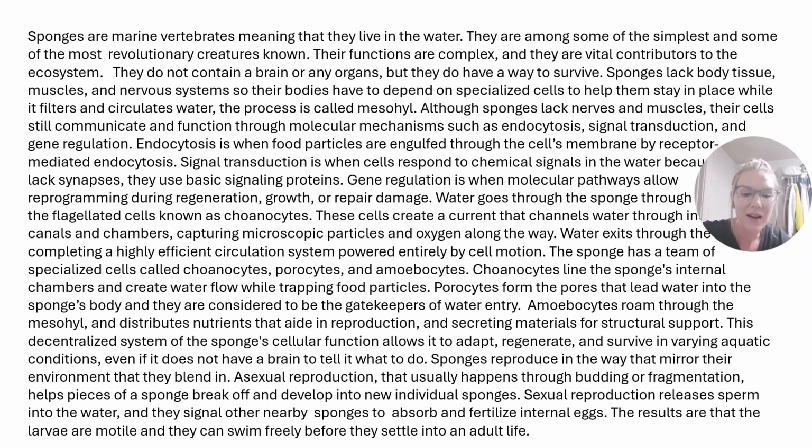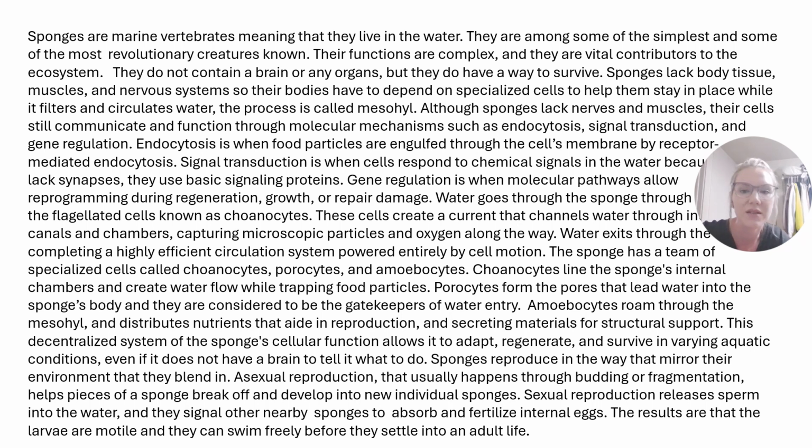They do not contain a brain or any organs like other animals do, but they do have a way to survive. So the sponges lack the body tissues, muscles, and nervous systems, so their bodies depend on specialized cells that will help them stay in place while they filter and circulate the water. The process is called mesophyll. Although sponges lack the nerves and muscles, their cells still communicate and function through molecular mechanisms such as endocytosis.